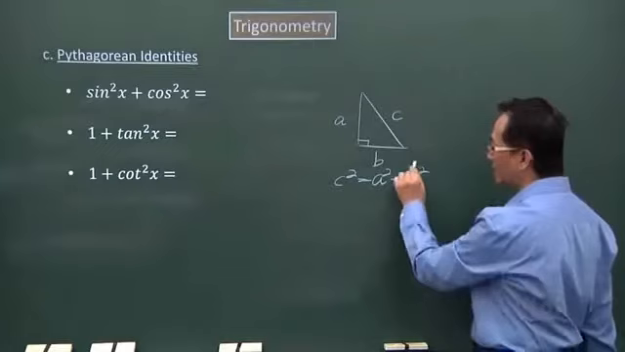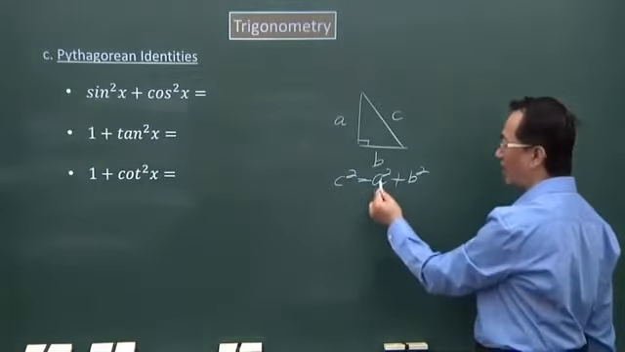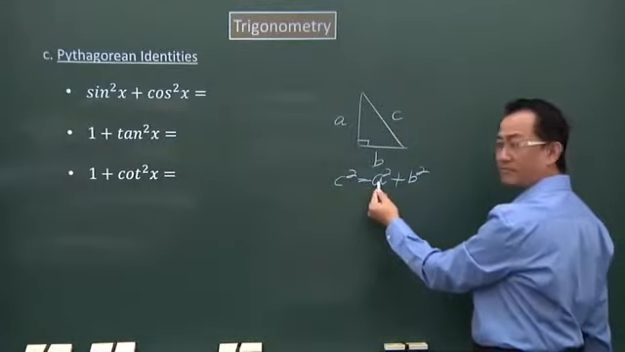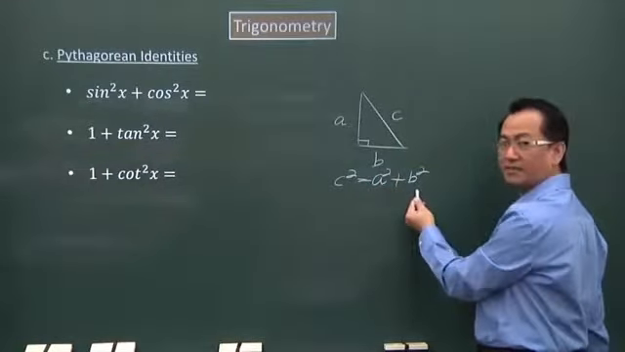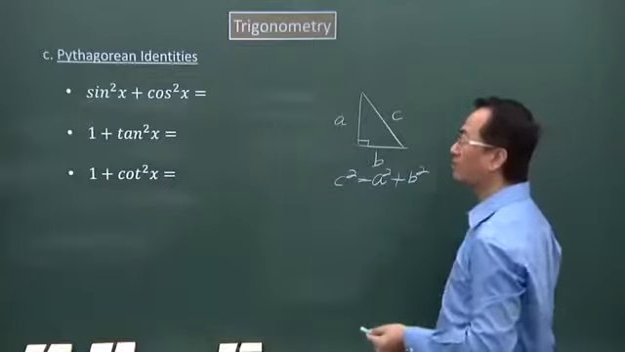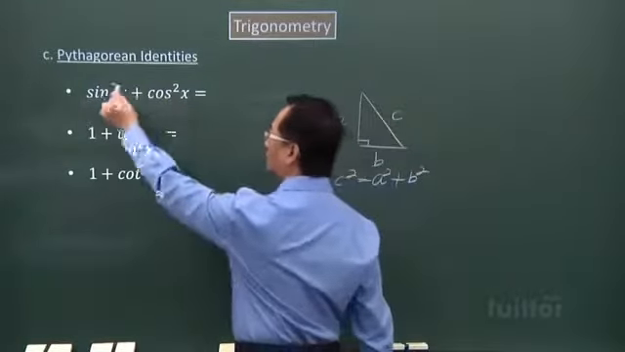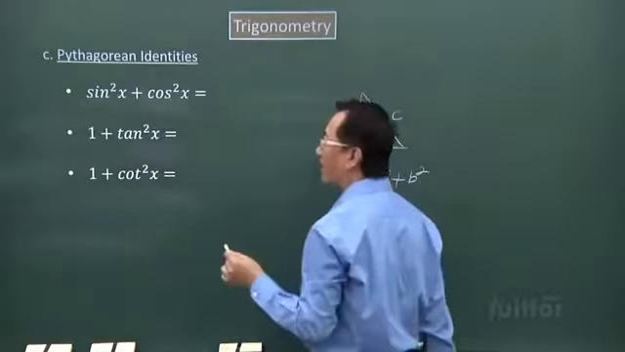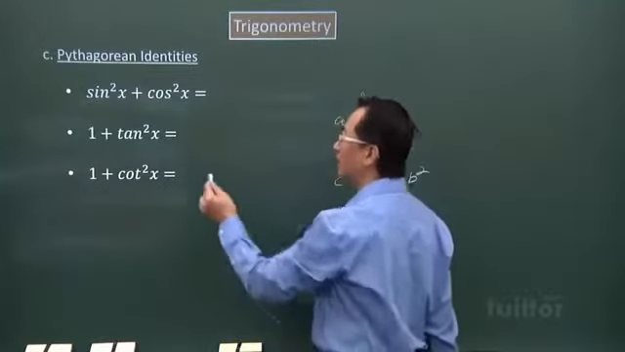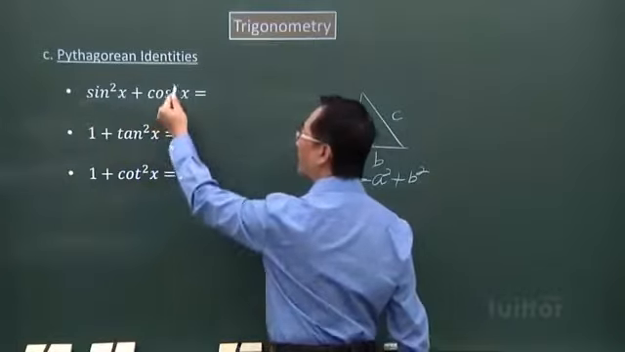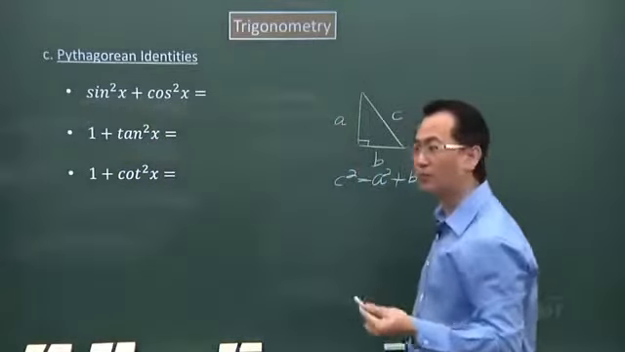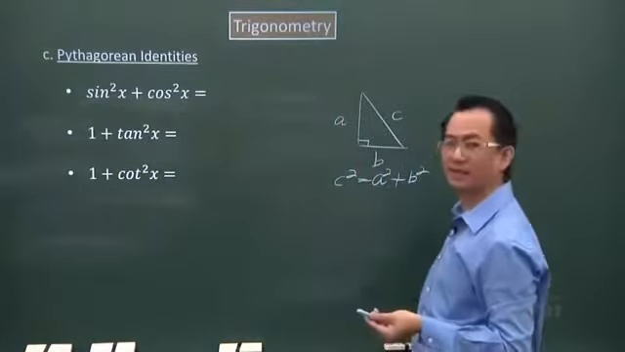So you can see this arrangement here, where you have an item squared plus another item squared. So we call this group Pythagorean identities because of an item squared plus another item squared. So that will help you to remember this very clearly.